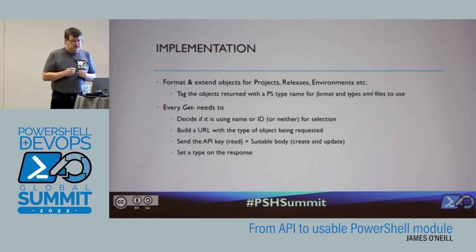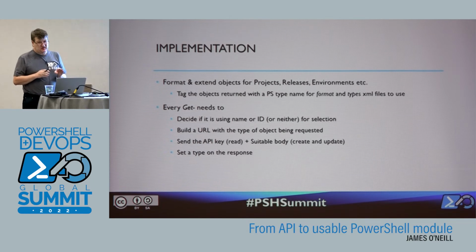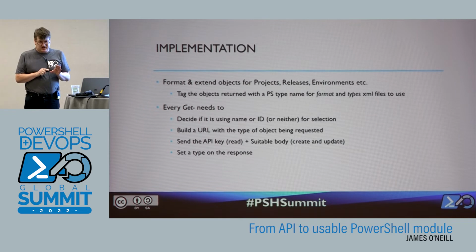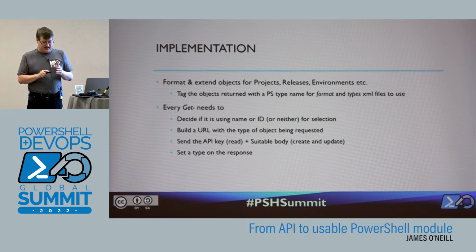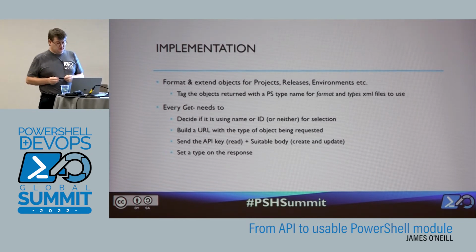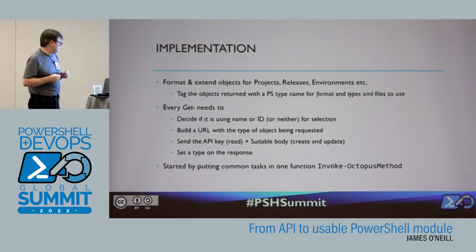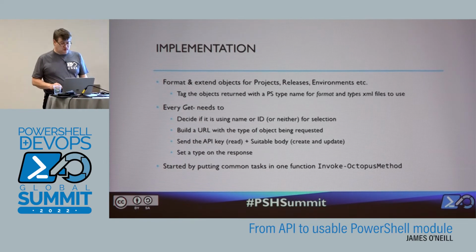And one of the things that comes up is that all the GET operations particularly are very, very similar. So it has to decide, are you asking for something by ID, or are you asking for me to search by name? It's got to assemble the URL, assemble the header, put all the web request stuff together, send it off, get the responses back. If it's a multi-part response, expand that, figure out paging, whatever it needs to do, and then set the type of each of the objects. And I ended up putting all the common bits into one function called Invoke-OctopusMethod.